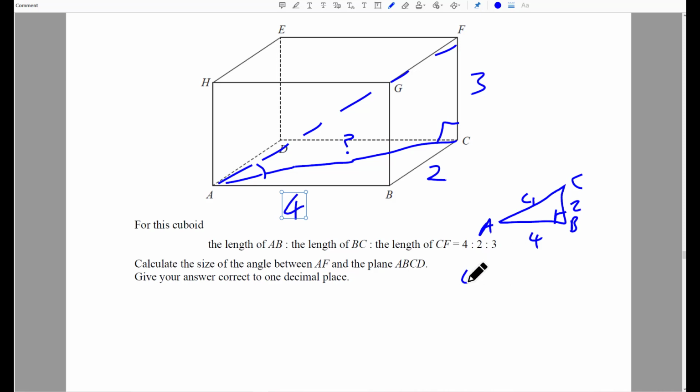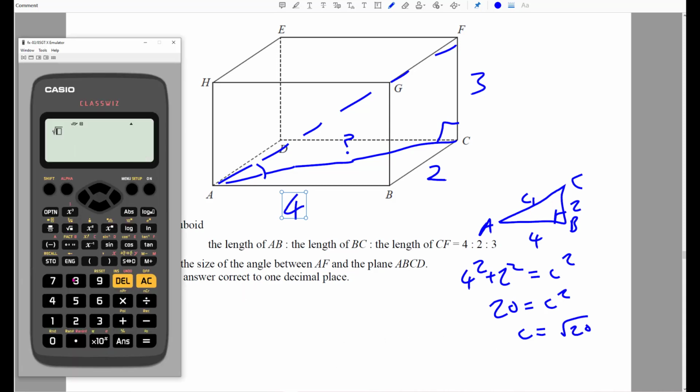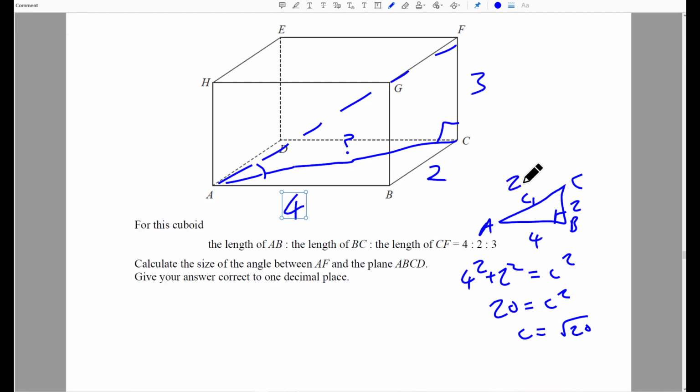So we know that's Pythagoras, so first step is 4 squared add 2 squared equals C squared. It's 16 plus 4, so 20 equals C squared. C equals the square root of 20. Let's just use that as a third. That's 4, 2 root 5, yep, 2 root 5. So that's 2 root 5. You can leave it as root 20 as well.